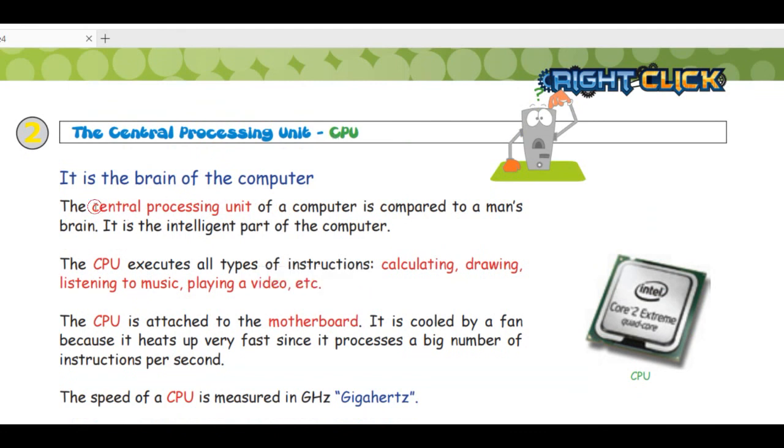The CPU is the central processing unit. They should memorize the abbreviation of the CPU. It's compared to a human's brain. It's the intelligent part of the computer. It's not the hard disk, it's not the motherboard, it's not the mouse. You should tell them that the intelligent part of the computer is the CPU, and you will continue by telling them that the CPU will execute all kinds of instructions like calculating, drawing, listening to music, playing videos, etc.